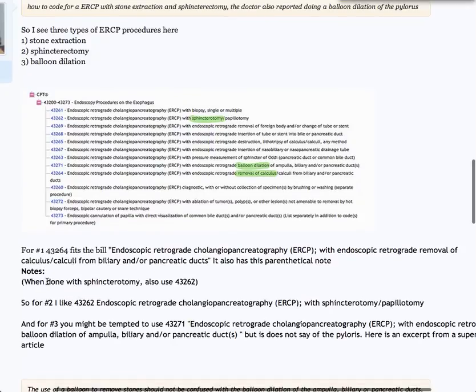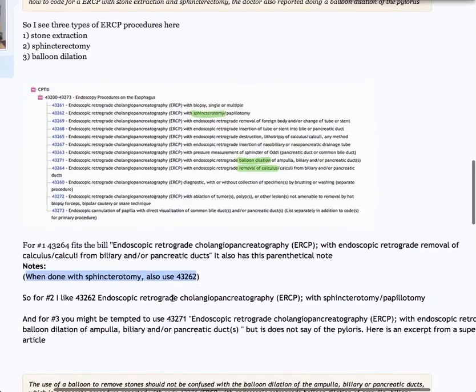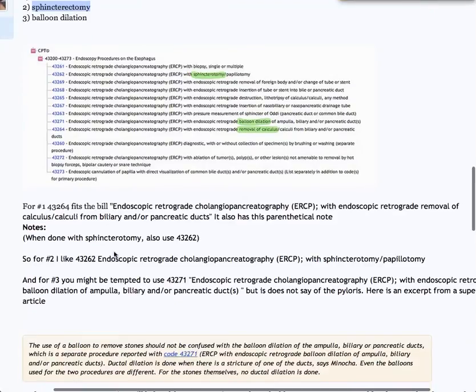And then there was this parenthetical note: when done with the sphincterotomy, also use 43262. I love it when CPT is extremely clear like this and lets you know when it's okay to code something that you might think would be bundled. So the 43262 is number 2 for the sphincterotomy: endoscopic retrograde cholangiopancreatography with sphincterotomy or papillotomy. So that leaves us for number 3, the balloon dilation, which is what this question is all about.